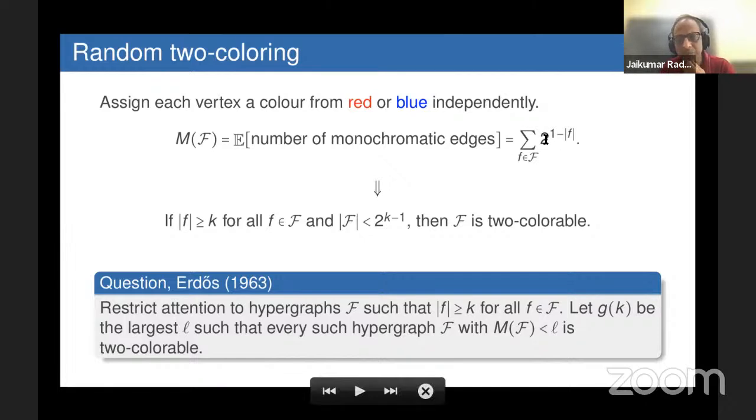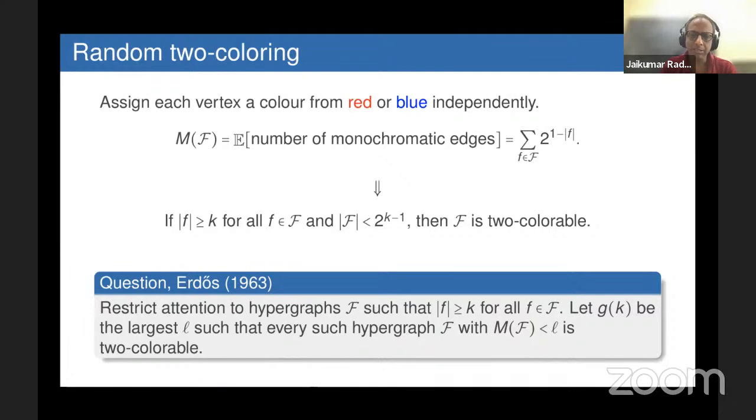So Erdős asked the following question. Suppose this expectation was not less than 1. If this condition holds, then this expectation would be less than 1. But suppose this expectation was 5. So a random coloring, which is oblivious to the structure of the hypergraph, already colors all edges properly on average, except perhaps 5. Then is it true that any such hypergraph is properly two-colorable, perhaps using another coloring?